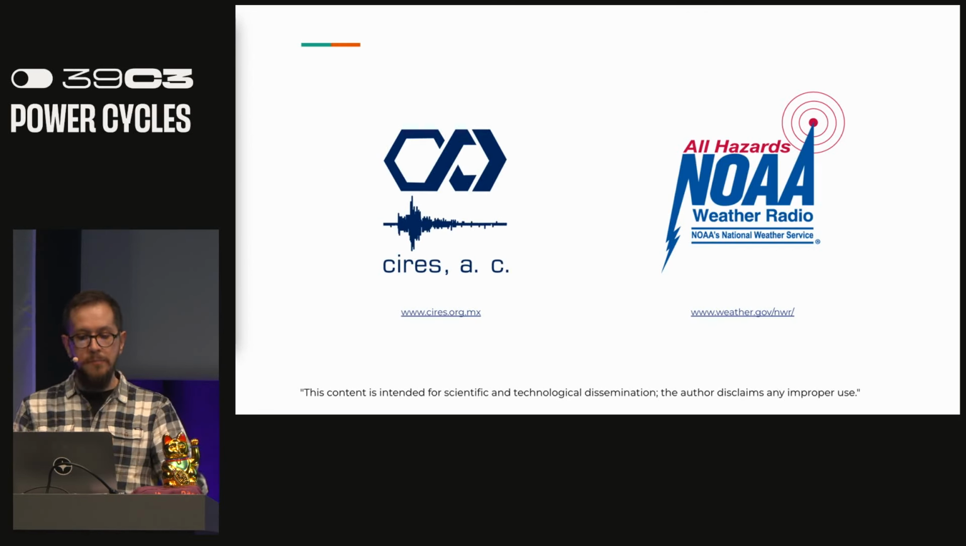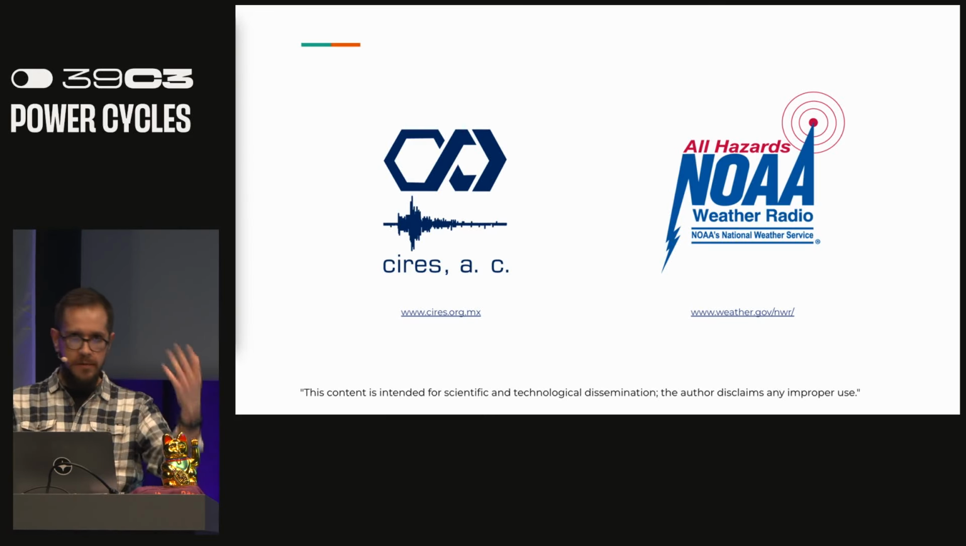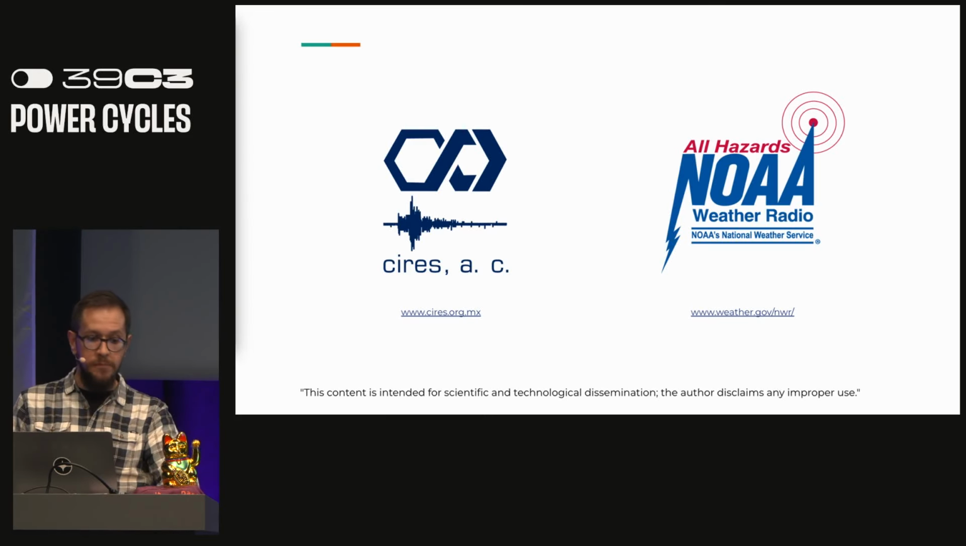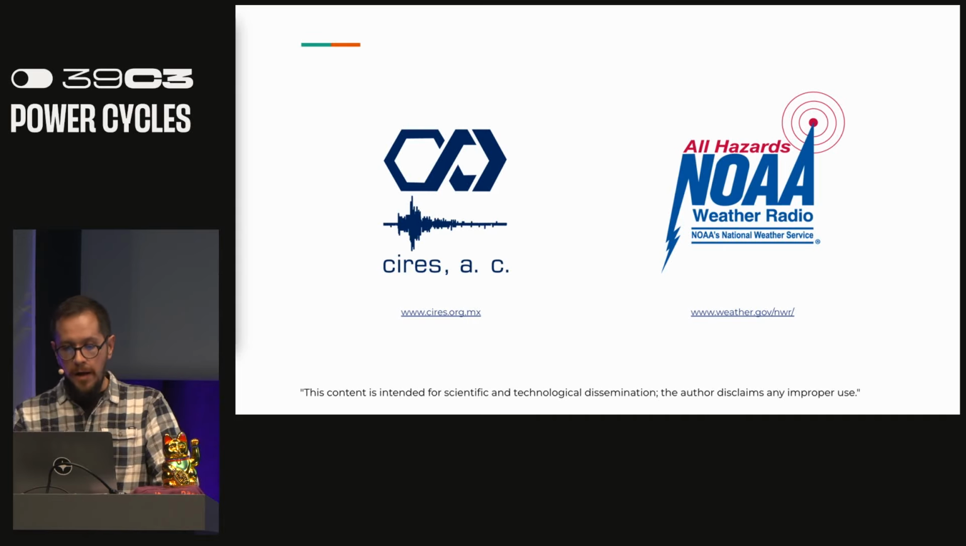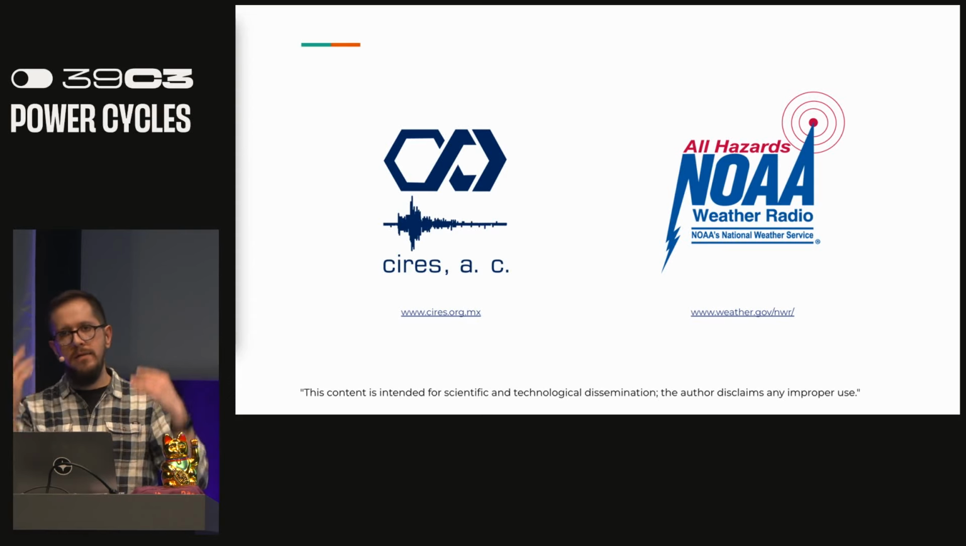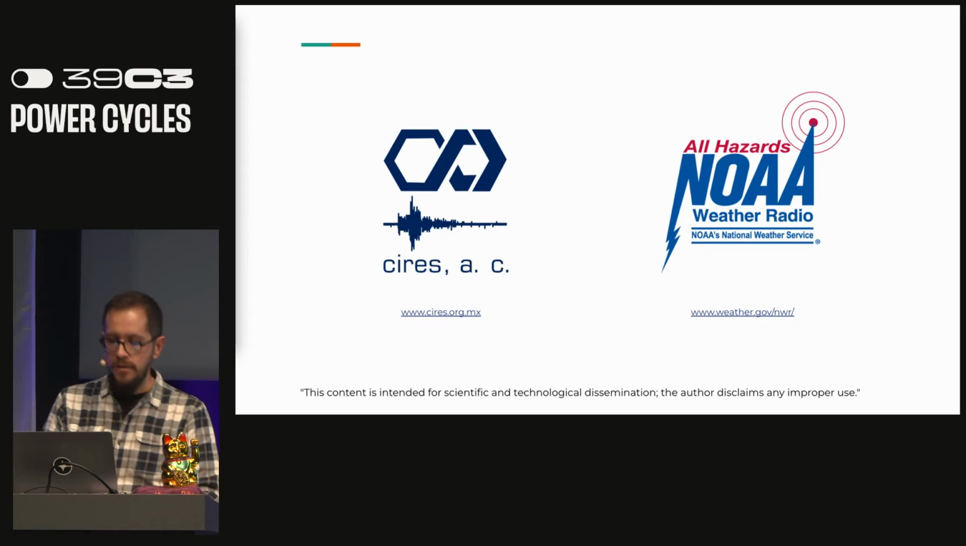Then I want to highlight the positive part of CIRES, the Mexican government institution that is running these systems. I think it's pretty cool to have this kind of technology at the service of the people, using open standards. I also want to highlight NOAA from the US for making these protocols. They make some cool products besides this, like satellite imagery that's public and open.